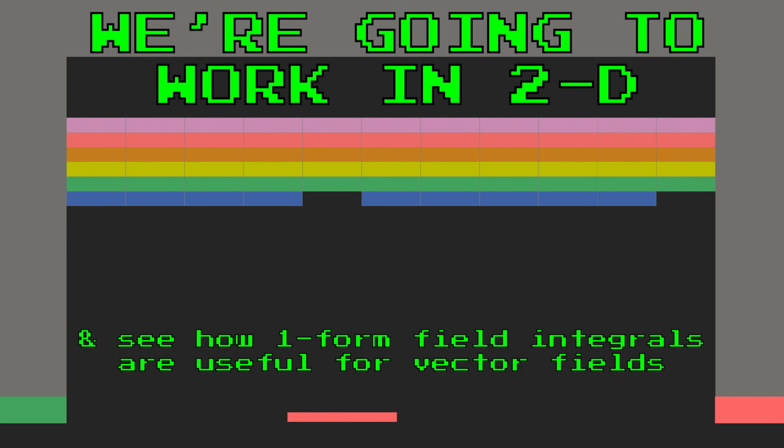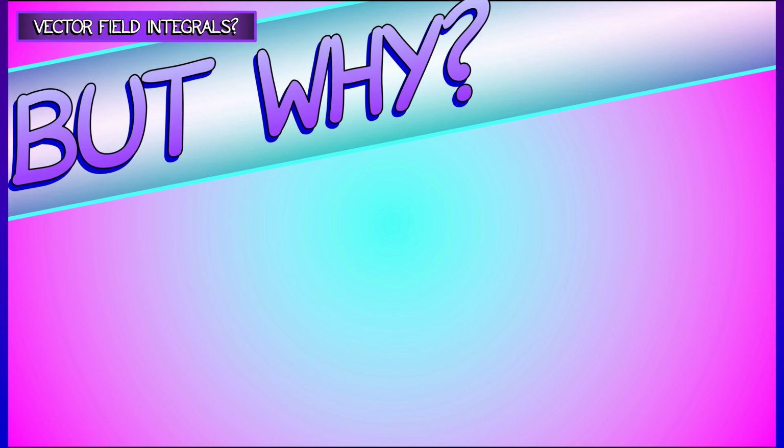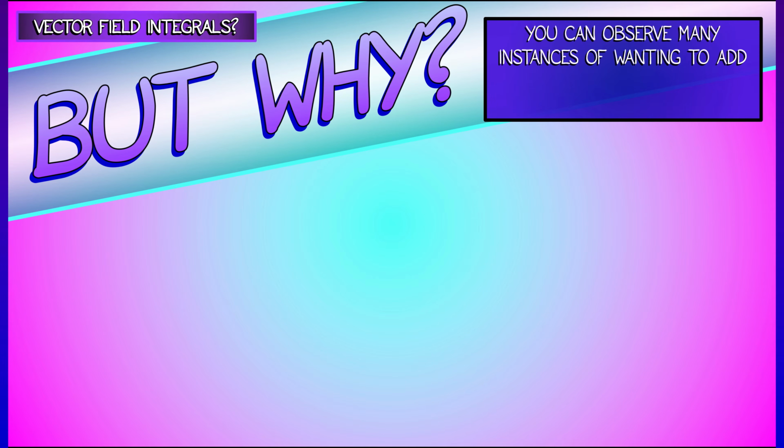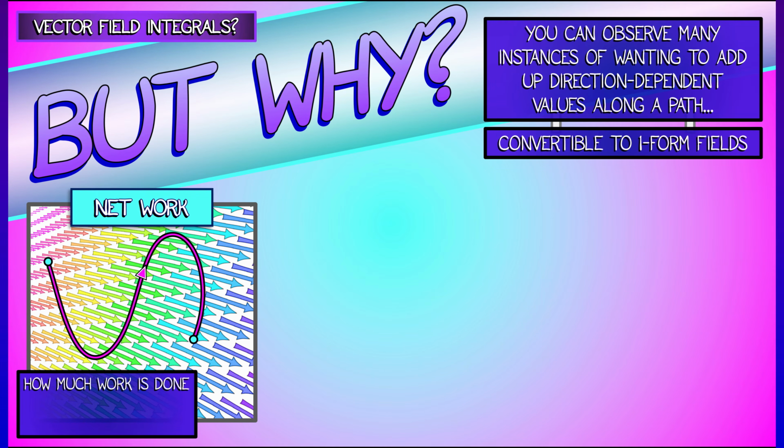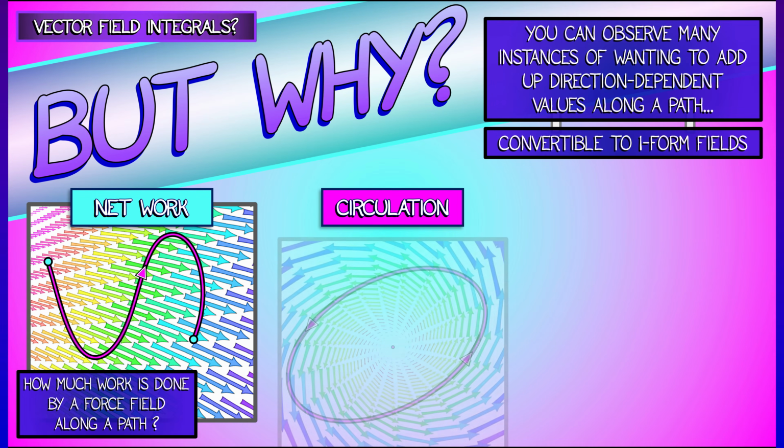In that setting, why would we want to integrate one-form fields? Well, there are lots of instances of wanting to add up direction-dependent values along some path, and all of those convert to one-form field integrals. So, for example, let's say that you have a vector field in the plane that represents forces, and you're walking along a path, and you want to know how much work does that force field do along the path, or how much work do you have to do to overcome that force. That is really a one-form integral. Things change depending on where along the path you are.